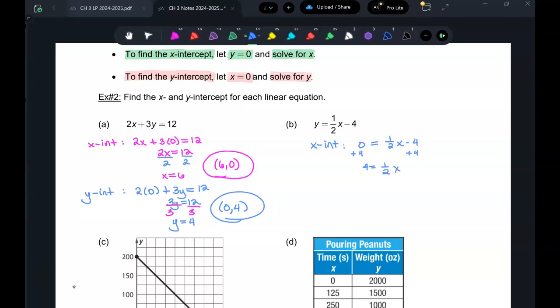So I'm going to make 0 equal to 1/2 x minus 4. Now I want to isolate x, so the first thing I should do is add 4 to both sides. This is in the final, right? This will be on the final. So 4 equals 1 half x. And then what do we have to do? We have to multiply both sides by the reciprocal of a half, 2 over 1. So x equals 8.